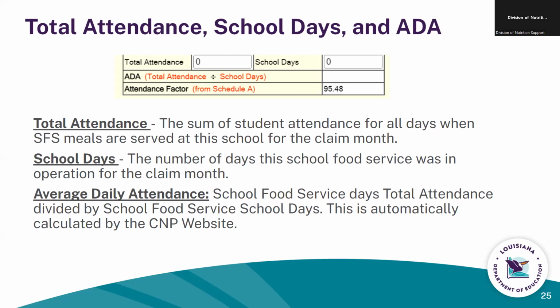Average daily attendance is automatically calculated by the CNP website, so it's not something you have to fill out. And that's the school food service days, total attendance divided by the school food service school days. So total attendance divided by school days. All right.